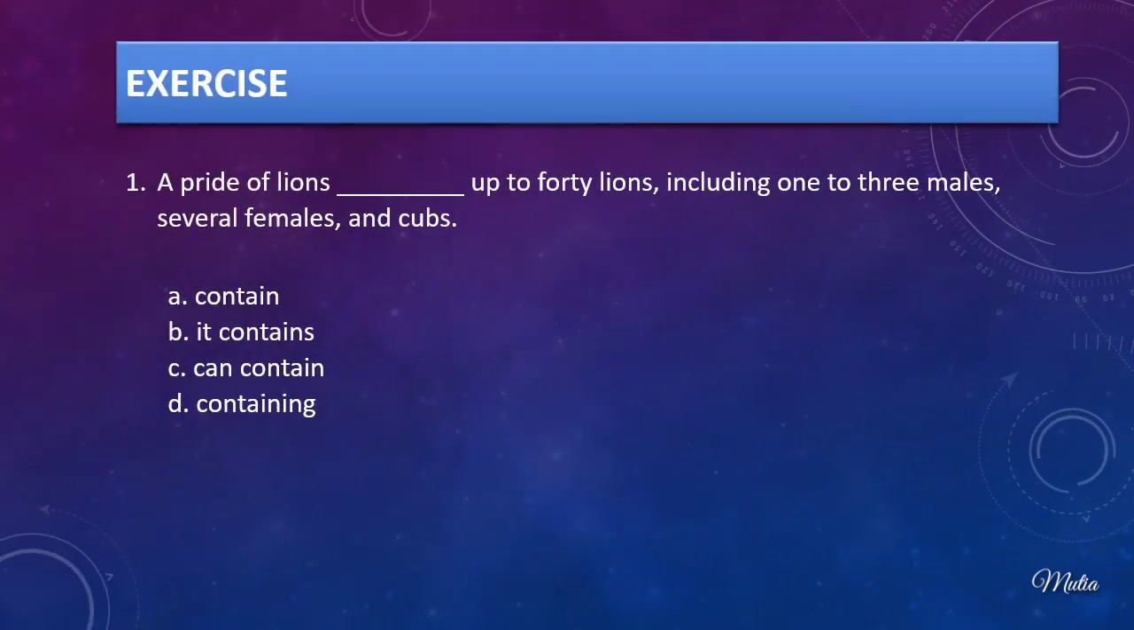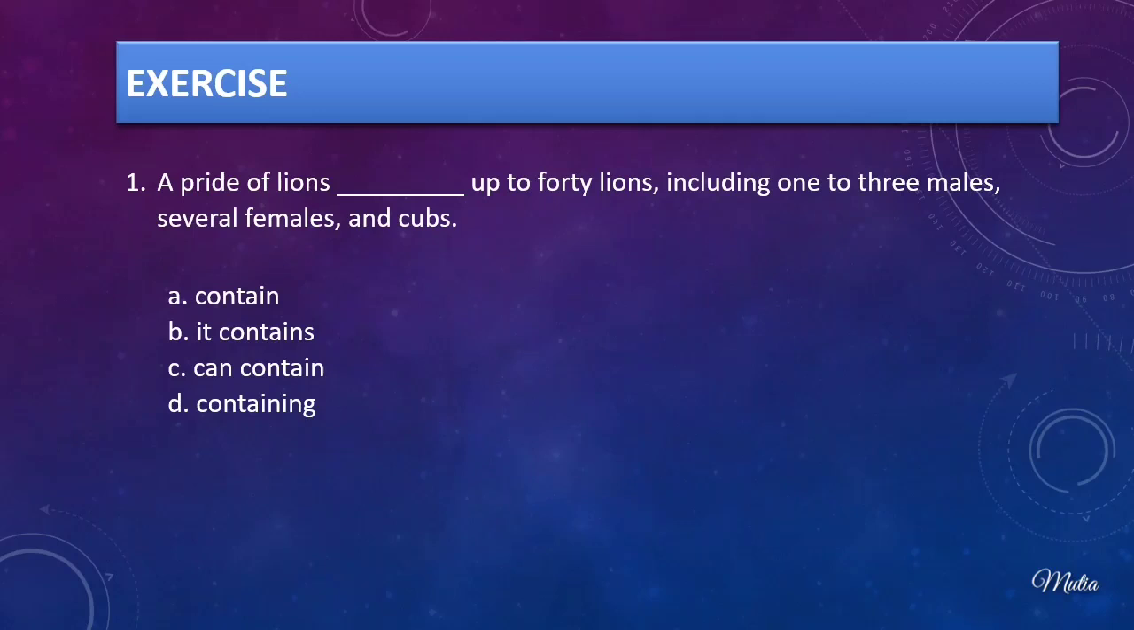Now, we will discuss the exercise. The first question. A pride of lions, up to 40 lions, including 1, 2, 3 males, several females, and cubs. In this sentence, the subject is a pride, a singular noun, and there is no verb.